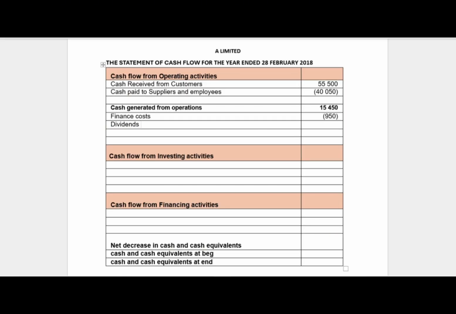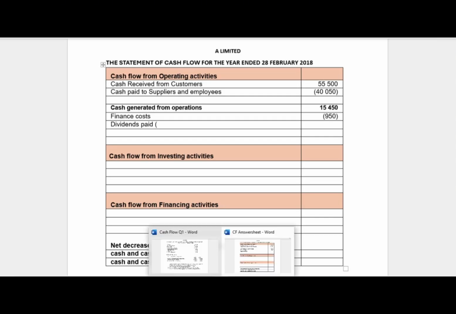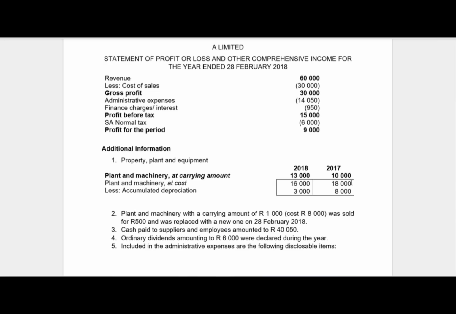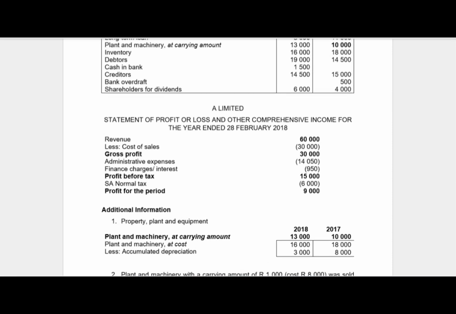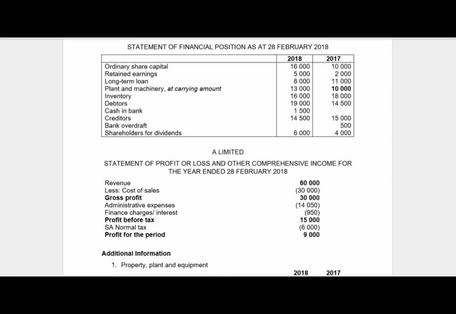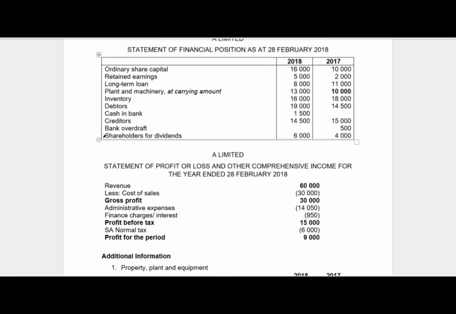Dividends paid. So your dividends paid, you open brackets right there, and then you do the calculations. How do you calculate dividends paid? You are going straight to the statement of financial position. Let's go up there. Statement of financial position. And then you're going to look for shareholders for dividends.